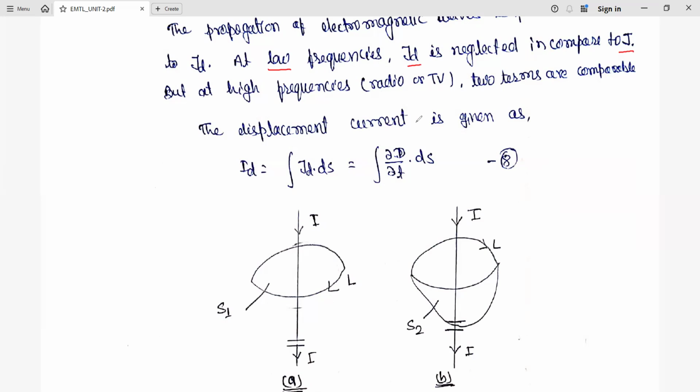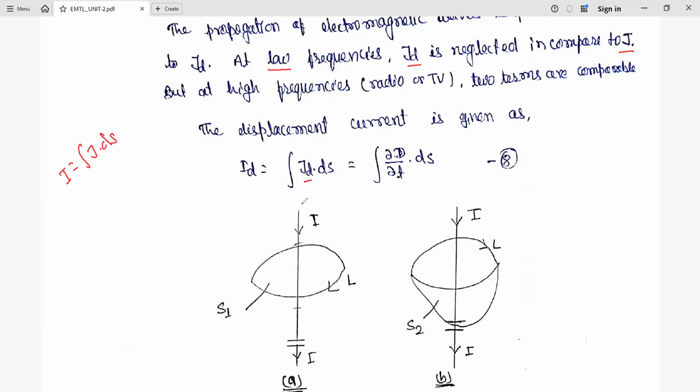So we can't neglect. So finally, displacement current is given as, already we have seen that I equals the integral of J dot dS. On the basis of that, displacement current is the integral of J_D dot dS, and J_D value is what? Dou D by dou t. So this is the expression how we are able to find the displacement current. Now here we are going to consider two different situations.